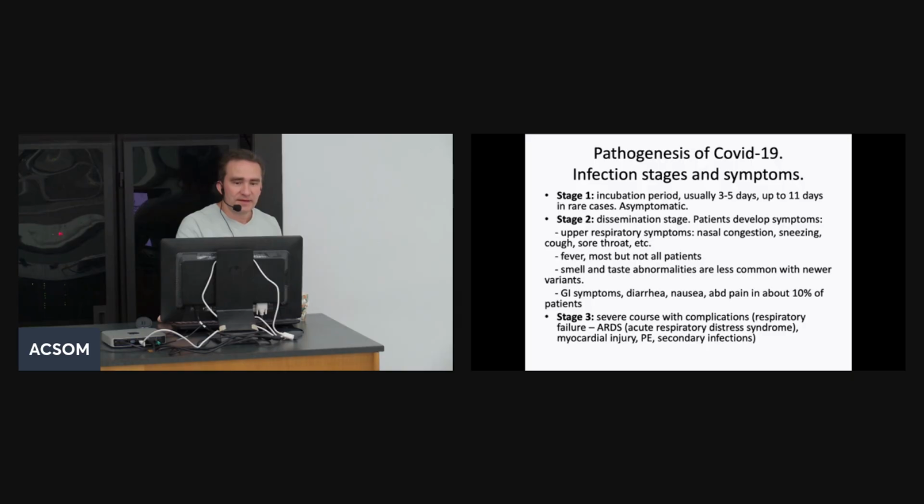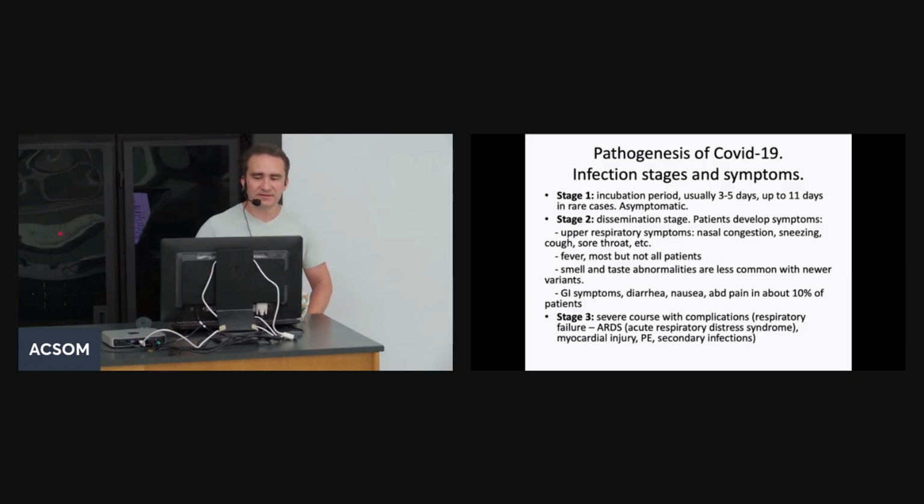When the virus has replicated, it starts disseminating, and patients do develop symptoms at that point. The symptoms are non-specific, right? They are just symptoms of viral infection, which are upper respiratory symptoms like nasal congestion, sneezing, sore throat, and cough. Fever will be present in most patients, but not all of them. Somebody elderly may not develop so much fever.